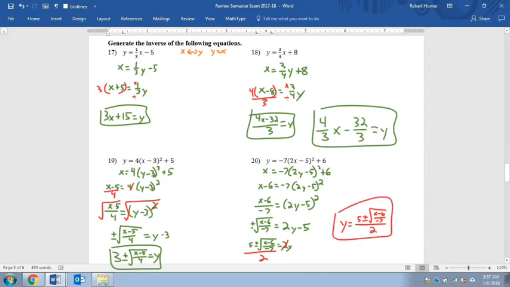That's your final answer. And I guarantee you'll see one or two questions where you don't necessarily have to solve it, but you have to be able to recognize at least what's going on. Okay? There we go.